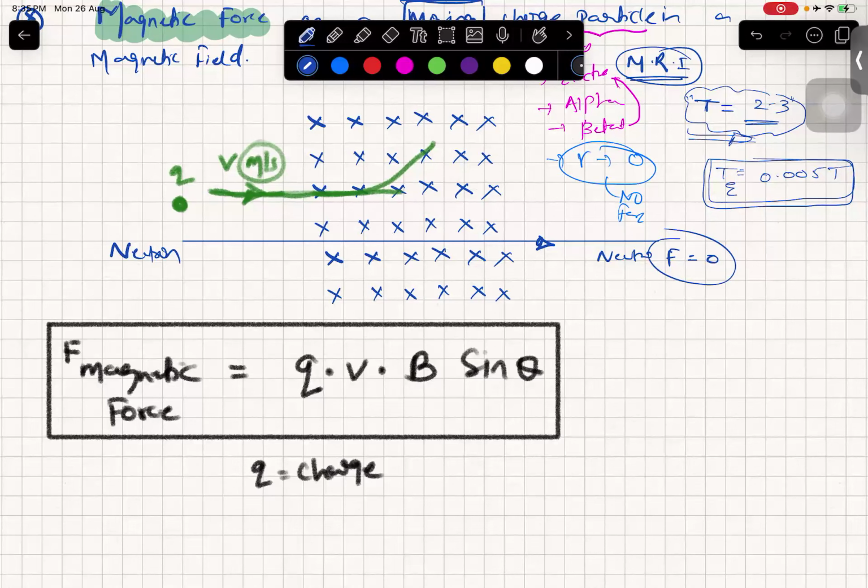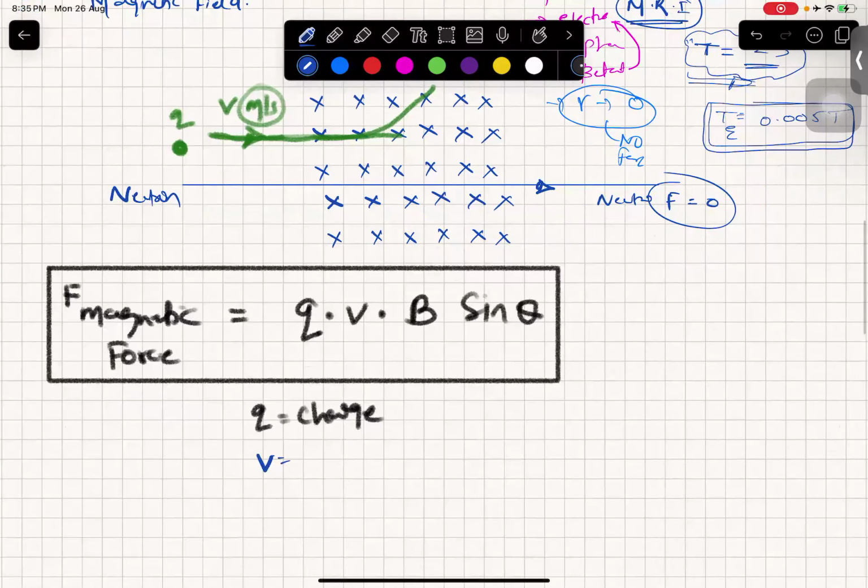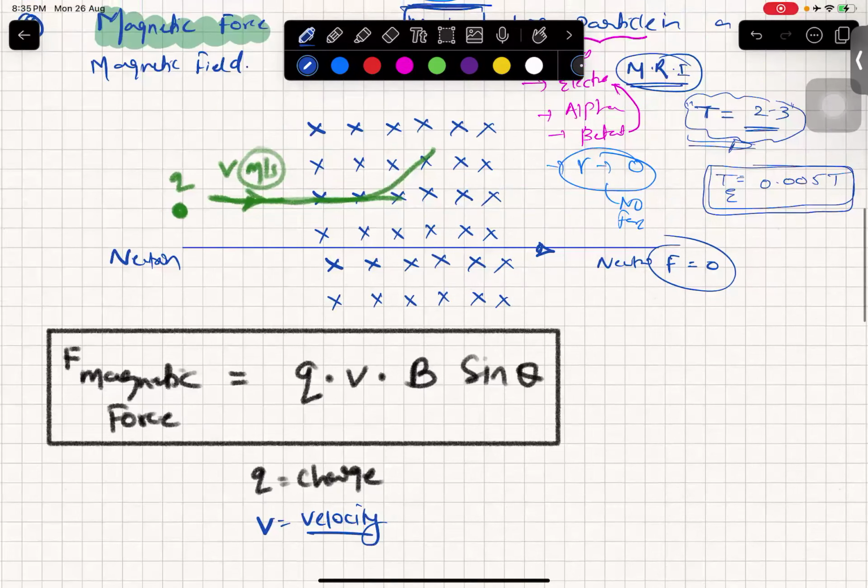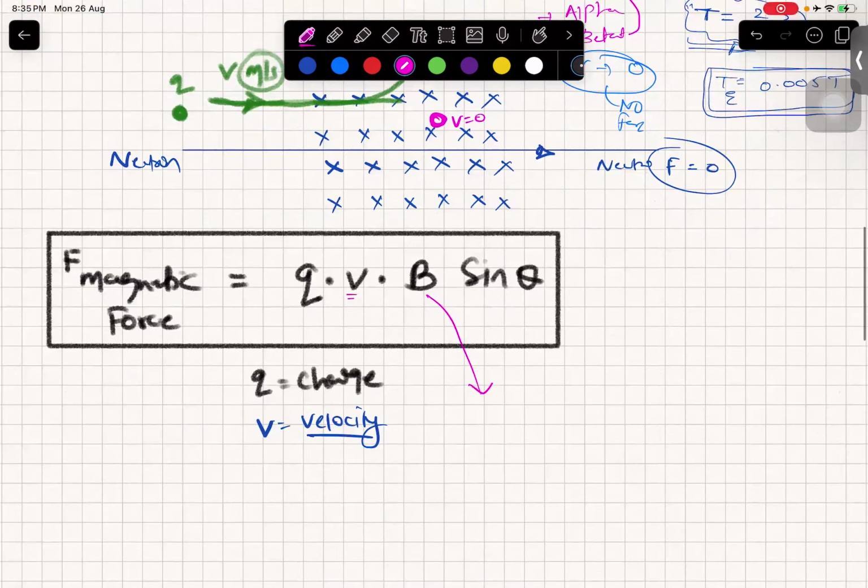So v is what, the velocity. If the charged particle is just simply kept over here, velocity is zero. In that case also the force is going to be zero, right? And then B is the magnetic field strength. If that's zero, obviously the force will be zero. Magnetic field strength is also known as magnetic flux density sometimes. And then theta is the angle between.